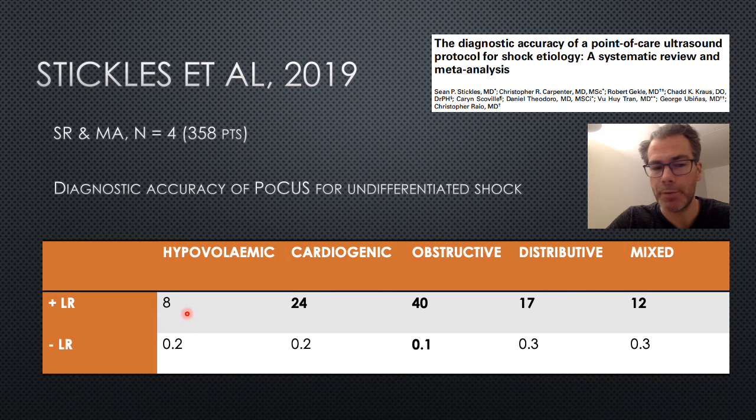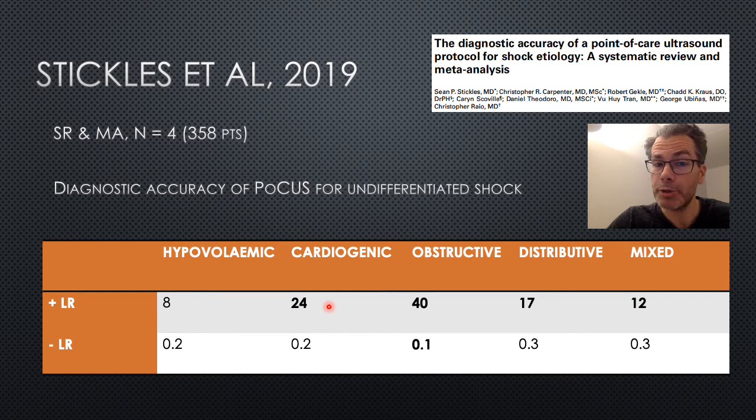Positive likelihood ratio of 8, negative 0.2. So you generally want your positive likelihood ratio to be above 10 if it's a good test for ruling in, and below 0.1 if it's a good test for ruling out. So not great for hypovolemic.